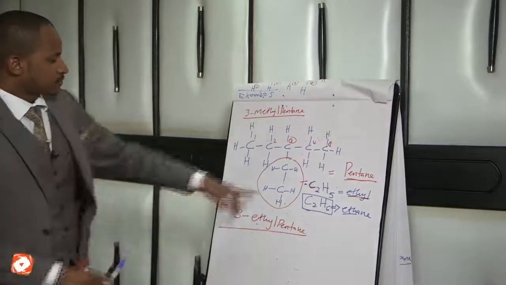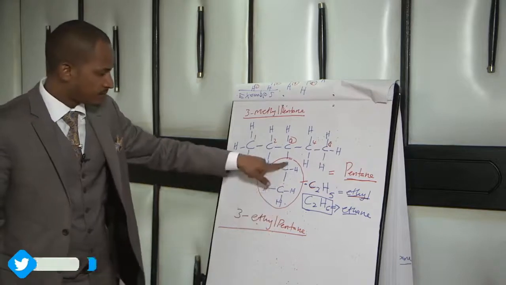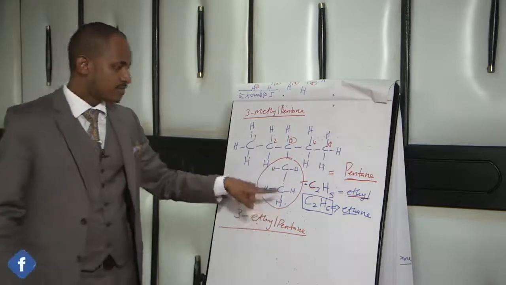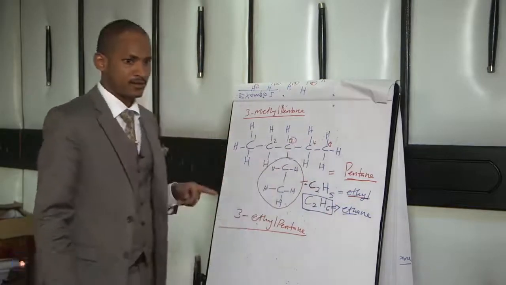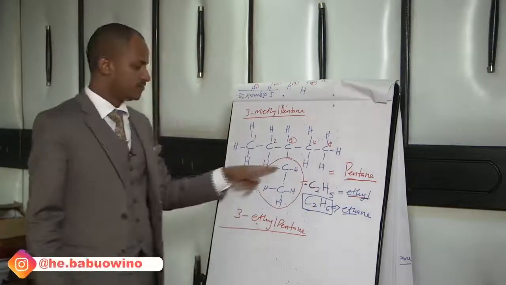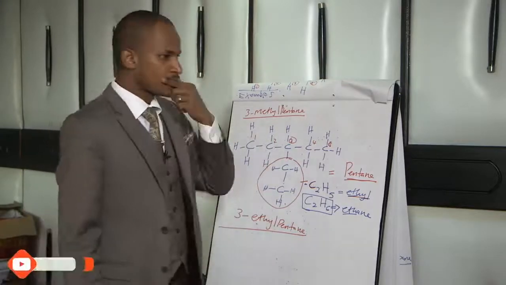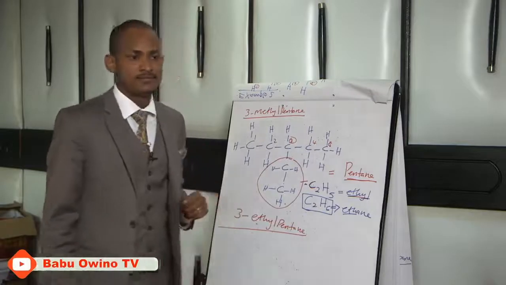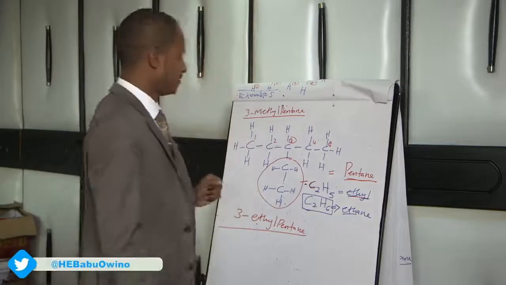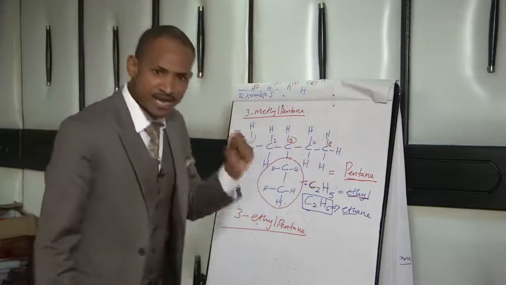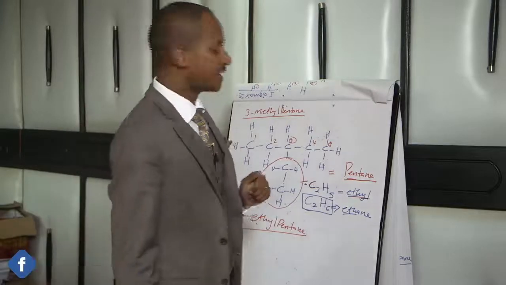Class, suppose this branch had 3 carbon atoms. Then it ceases to be ethyl. It is propyl. If it was 4, it is butyl. If it is 5, it is pentyl, from the word pentagon. If it is 6, it is hexyl. 7, heptyl. 8, octyl. 9, nonyl. And 10, decyl.